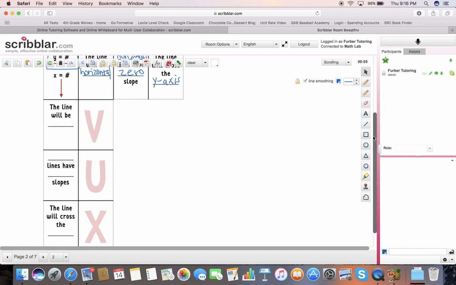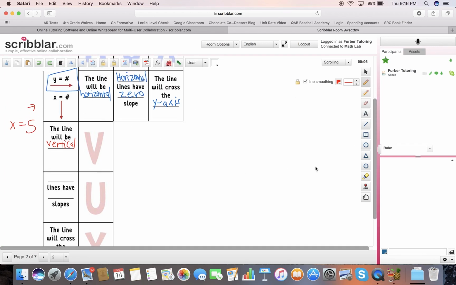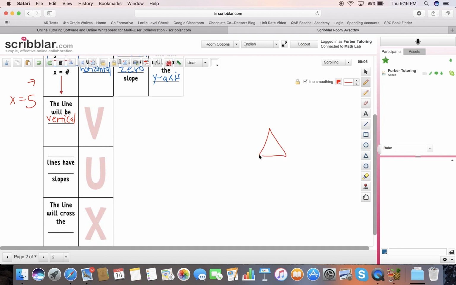Now let's do the same thing for VUX, because VUX is vertical. So the V stands for vertical. If it has just an x in the equation, like x equals 5, that is going to be a vertical line. Vertical lines, if you remember our Christmas tree, positive, negative, 0. The vertical line represents an undefined slope. Sorry, I'm writing sideways. So the U in VUX represents undefined. Vertical lines have undefined slopes.